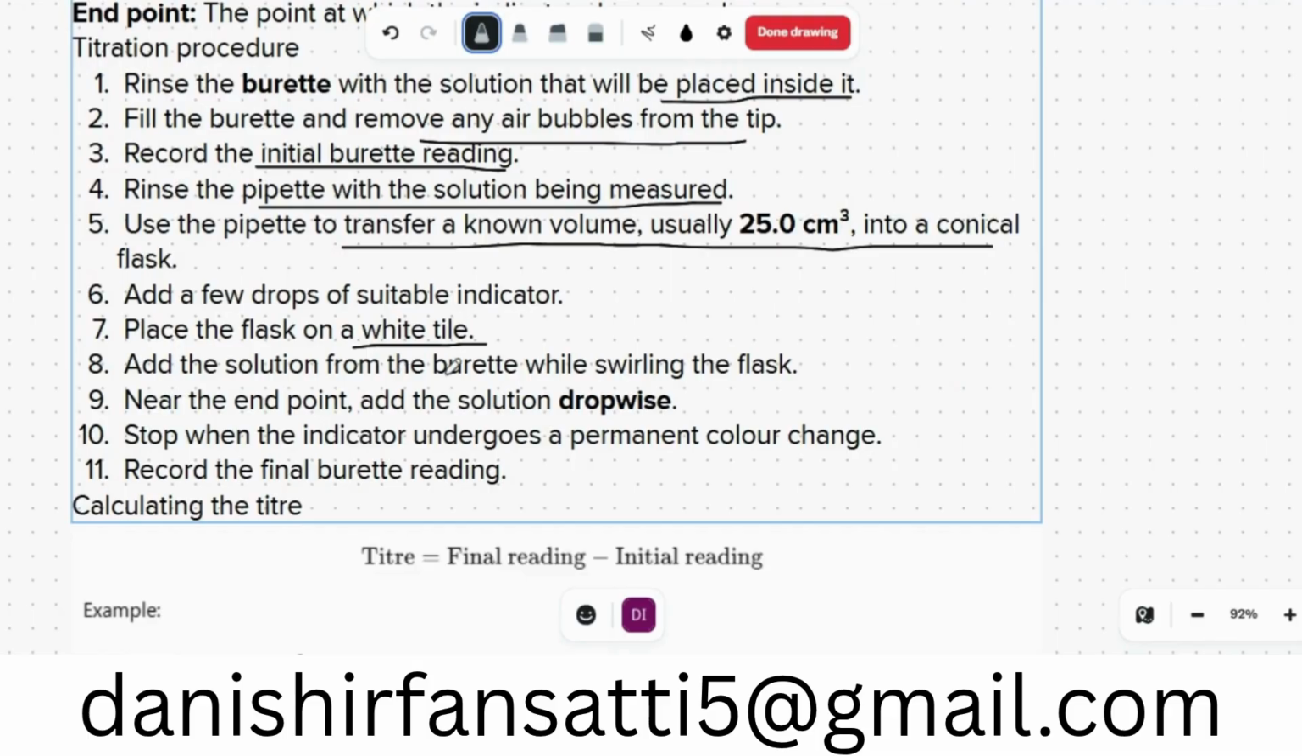Add the solution from the burette while swirling the flask. Near the endpoint, add the solution dropwise. Stop when the indicator undergoes a permanent color change. Okay, record the final burette reading.